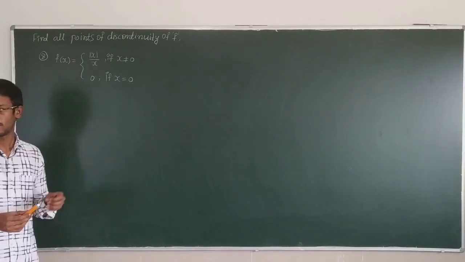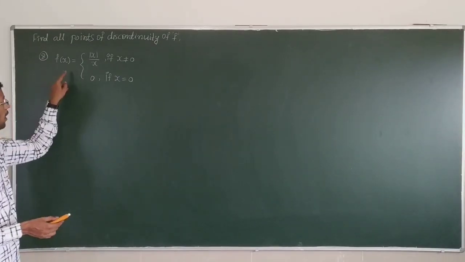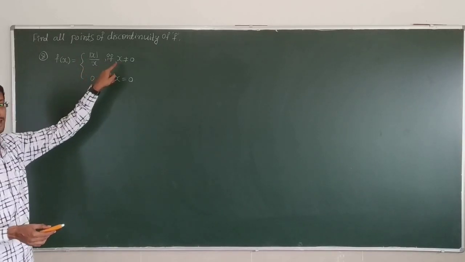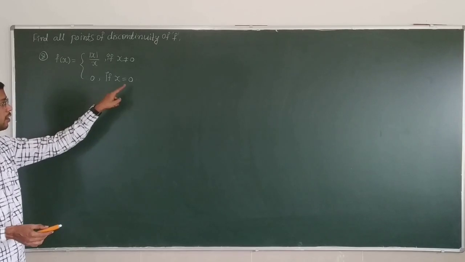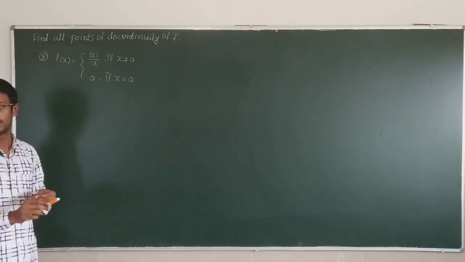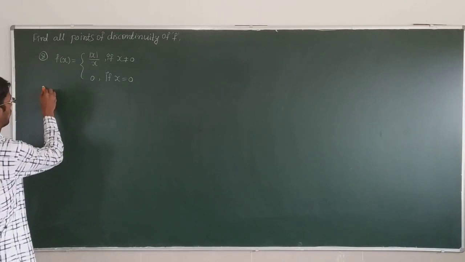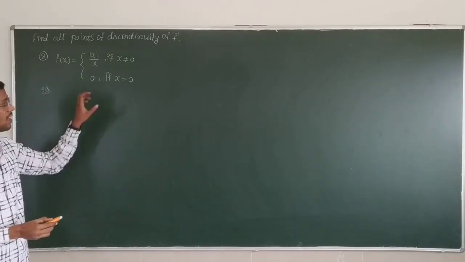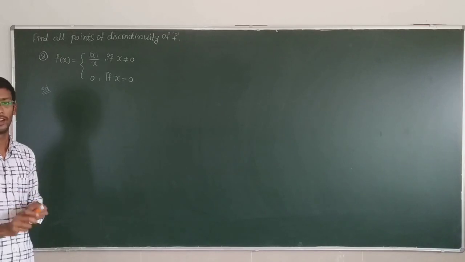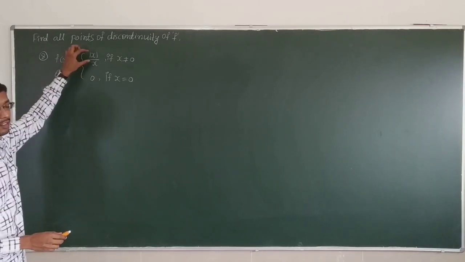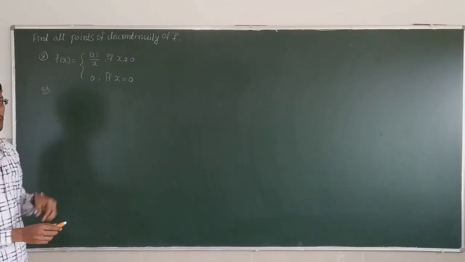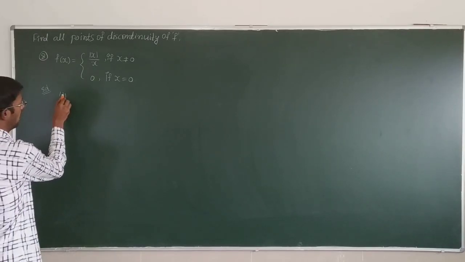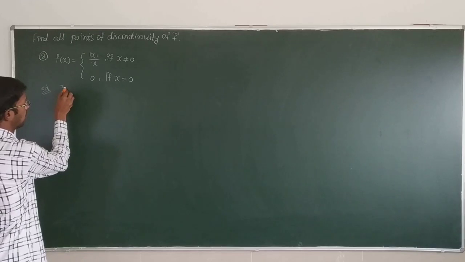Problem number 8. f of x is equal to mod x by x, if x is not equal to 0, and at x equal to 0, f of x value will be 0. For that purpose, what we have to do here? Solution. LHL, RHL part we have to find. Why? Because here mod x is there. When mod x is there, compulsorily you have to find the LHL and RHL. So first I'll take the LHL part at x equal to 0.